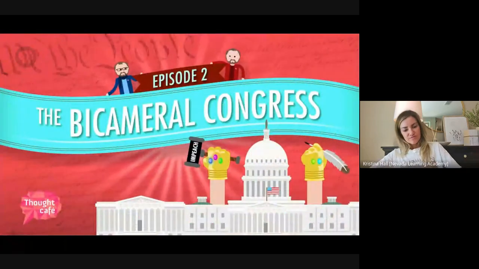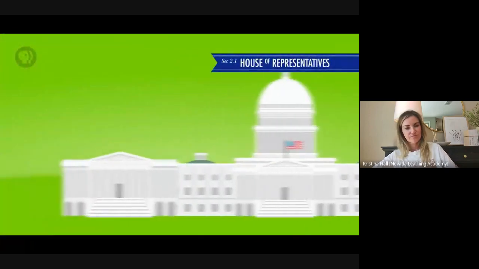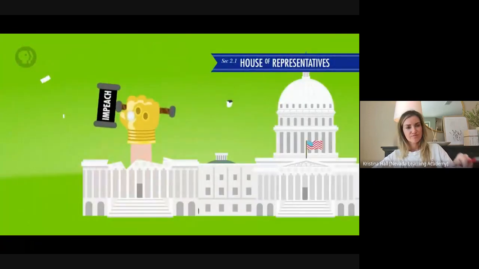But now I'm going to point out a few of the ways that they are different. Ultimately, the houses do the same thing, make laws, but the Constitution grants certain specific powers to each house. Let's look at those powers in the thought bubble. The House of Representatives is given the power to impeach the president and other federal officials.